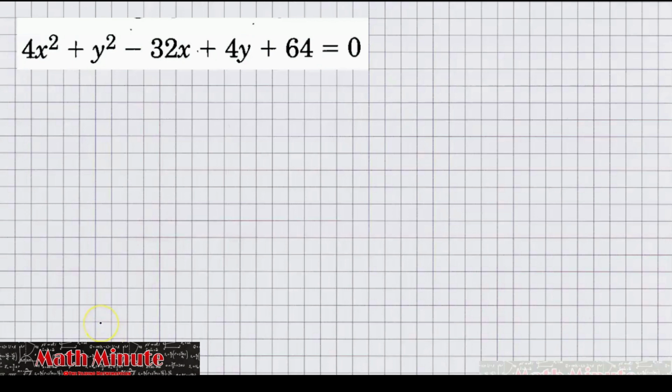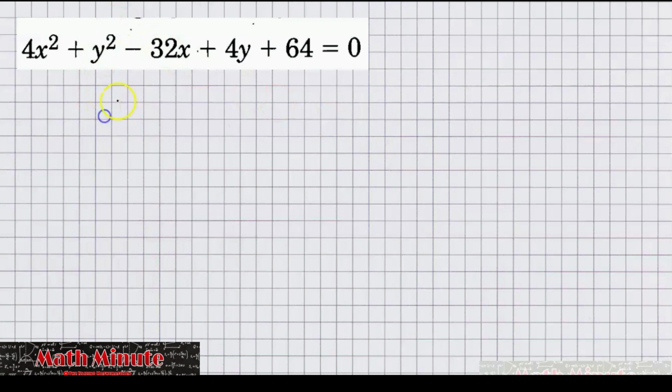Hello. So this is part 2 of your video about the properties of ellipse and their graphs. For this part, we will focus on transforming the general form of an equation of an ellipse to its standard form. For this example, we have 4x squared plus y squared minus 32x plus 4y plus 64 is equal to 0. The first step that you will do here is to group the terms that have the same variables.